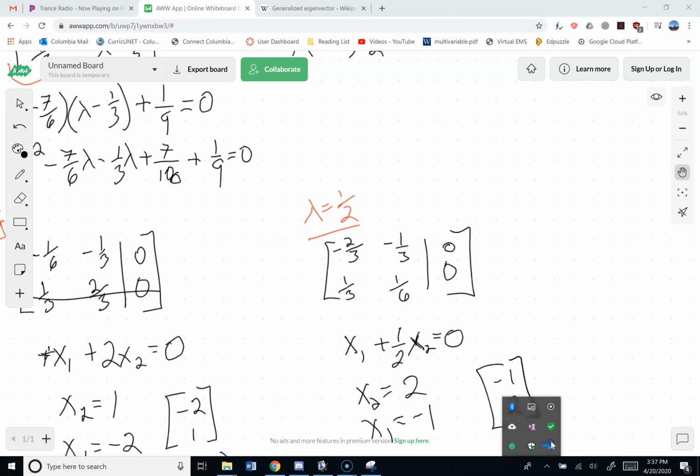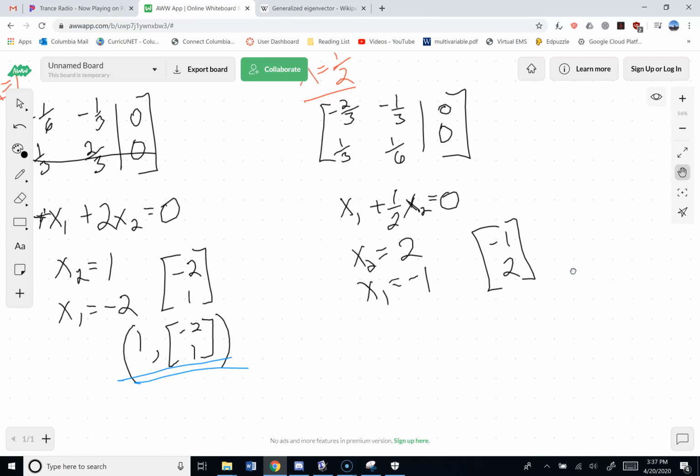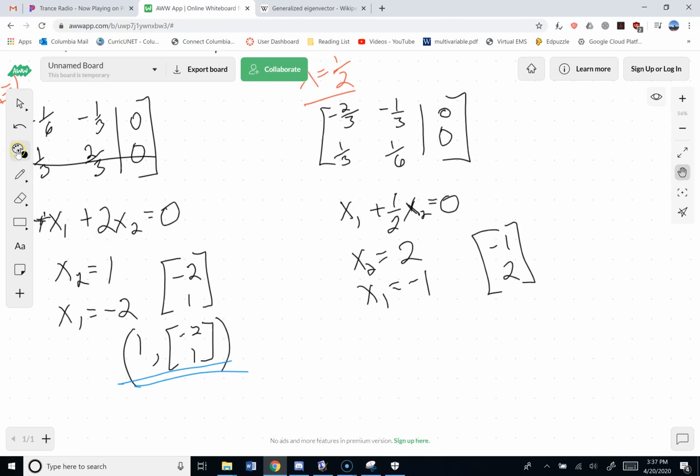I like the symmetry of having whole numbers in there. But if that's not the symmetry that you like to have, then you don't have to do that exactly. You pick any constant multiple of this thing and it'll work, except for 0, don't pick 0. So I have 1/2, -1, 2, and that's my second eigenpair.